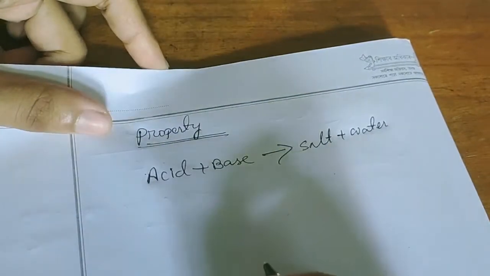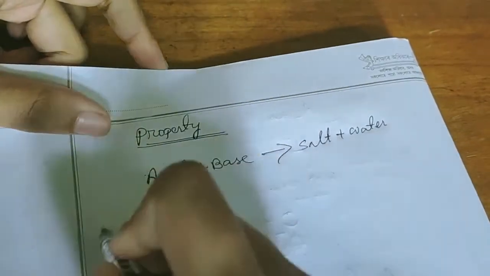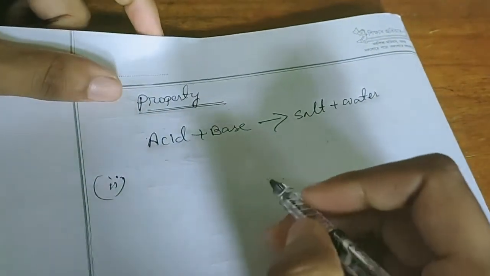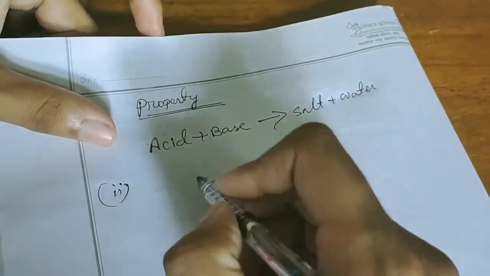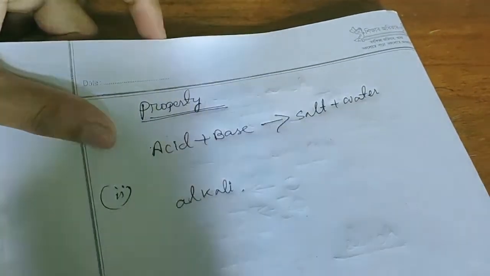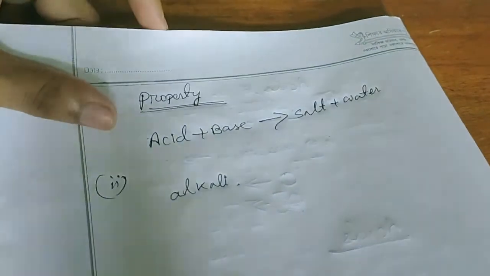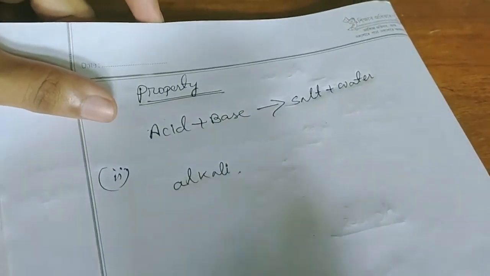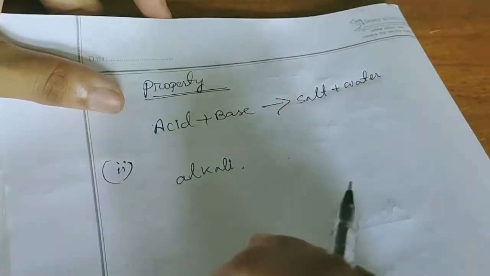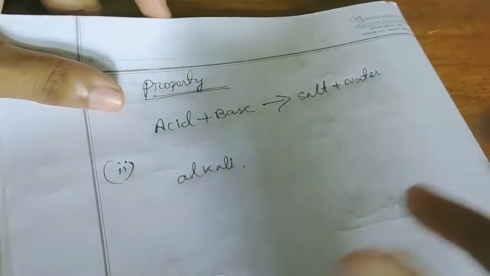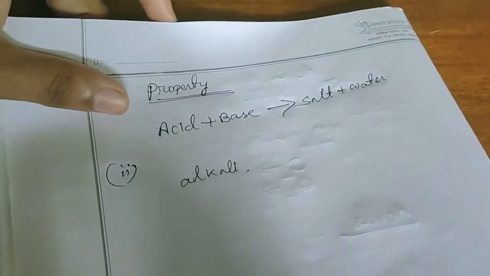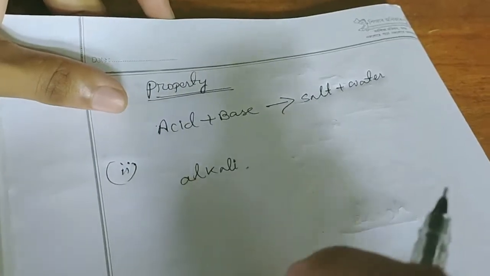And some bases dissolve in water. The second property is some bases dissolve in water. Now a base that dissolves in water is called an alkali. When a base dissolves in water, we call it an alkali. The washing soda that you see at your home is an alkali. Soap is made from alkali. So alkalis when dissolved in water feel slippery on the skin.